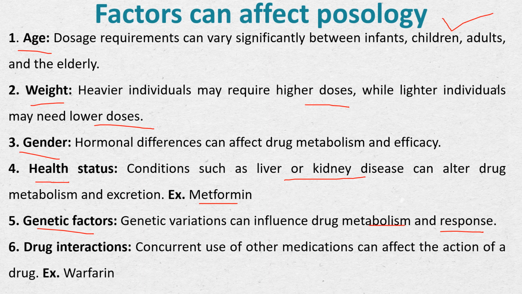Next is drug interaction. Concurrent use of other medications can affect the action of the drug. For example, warfarin. Warfarin is a common example used for thinning of the blood. If a patient starts taking antibiotics like amoxicillin, it can increase the effect of warfarin, which will lead to a higher risk of bleeding. So the warfarin dose may need to be adjusted to maintain safe and effective blood thinning.